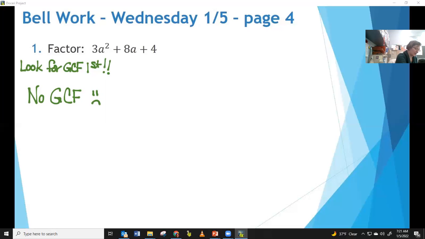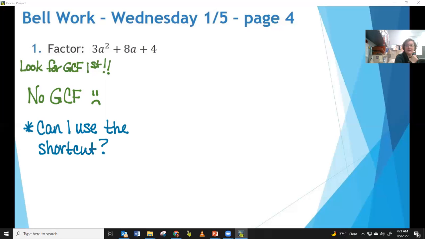All right, then my second question is, can I use my shortcut? For those of you that didn't have me last semester, the shortcut is where we can get away with just using the X and we don't have to do the whole area model. Oh, I'm getting some no's on that, which I agree with. Why can I not use the shortcut? A isn't 1, absolutely correct. Because A does not equal 1.